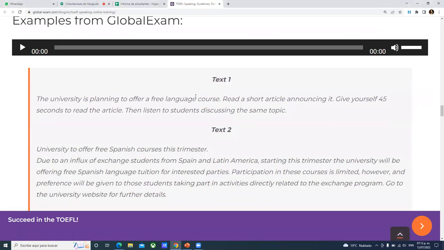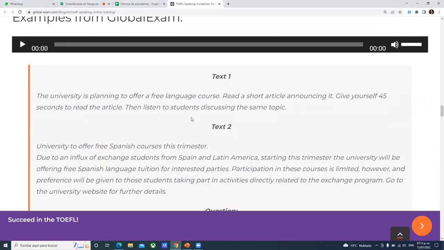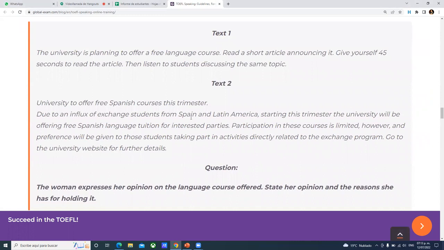It's going to say, the university is planning to offer a free language course. Read the short article announcement. Give yourself 4 or 5 seconds to read the article, then listen to students discussing the same topic. So you're going to have your 4 or 5 seconds to read. In this case, let us just read, and then we are going to listen to the example I did.